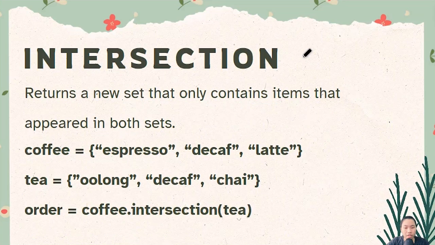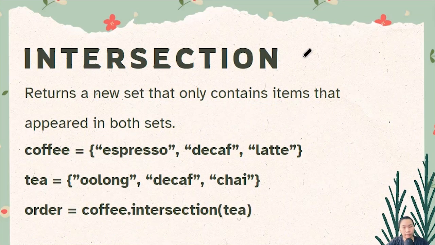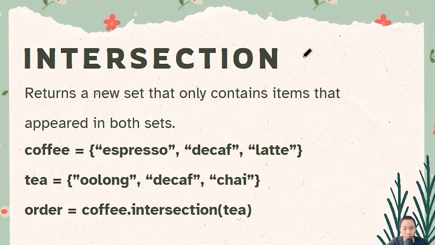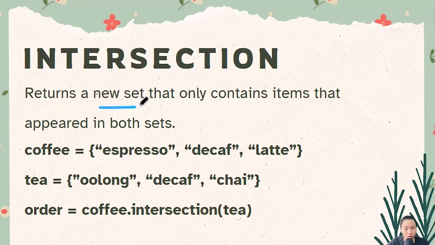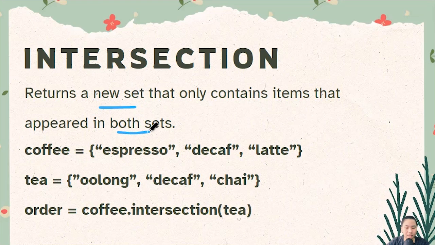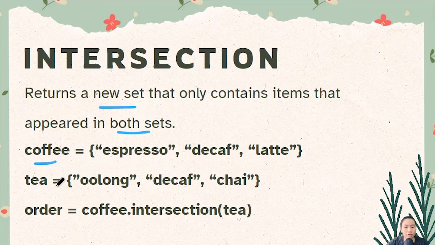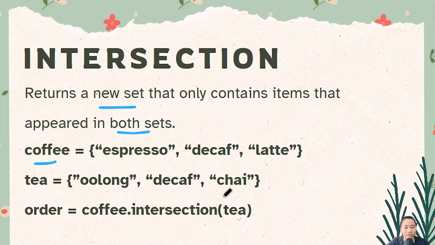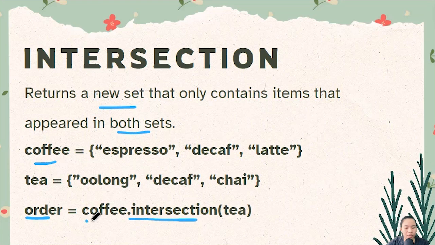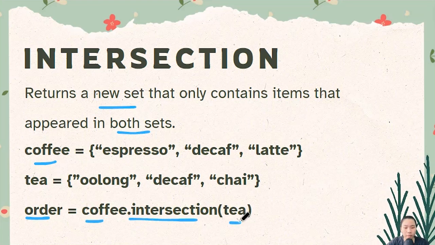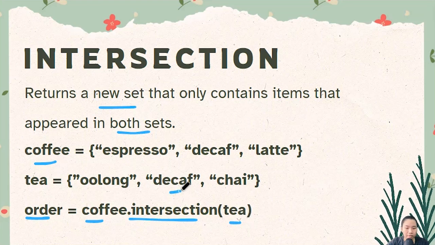Next up, intersection. Instead of changing the original set, what we're going to have is a new set that only contains the items that are seen in both sets. Okay? For example, with coffee, we have espresso, decaf, and latte. For tea, we have oolong, decaf, and chai. Now, if our order is the intersection of coffee and tea, what do you think the order would be? Well, it would be decaf, okay?